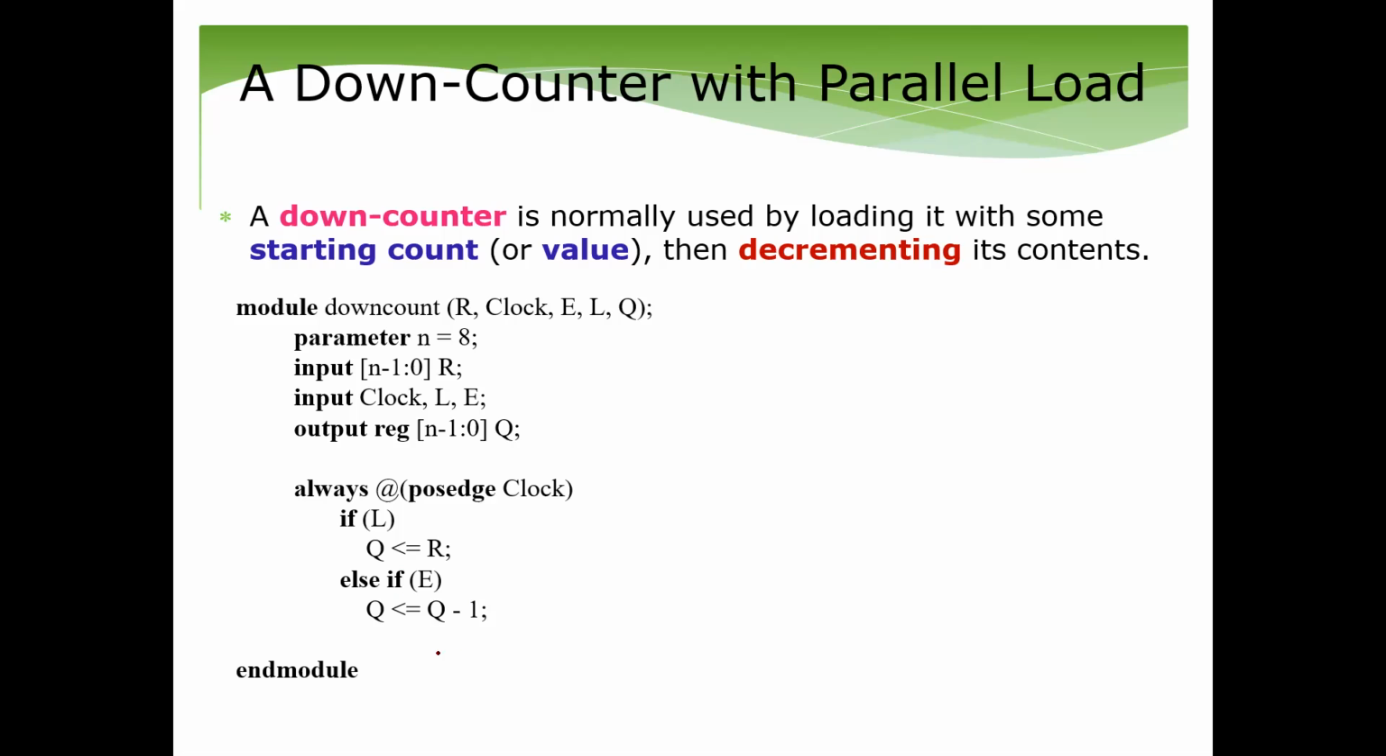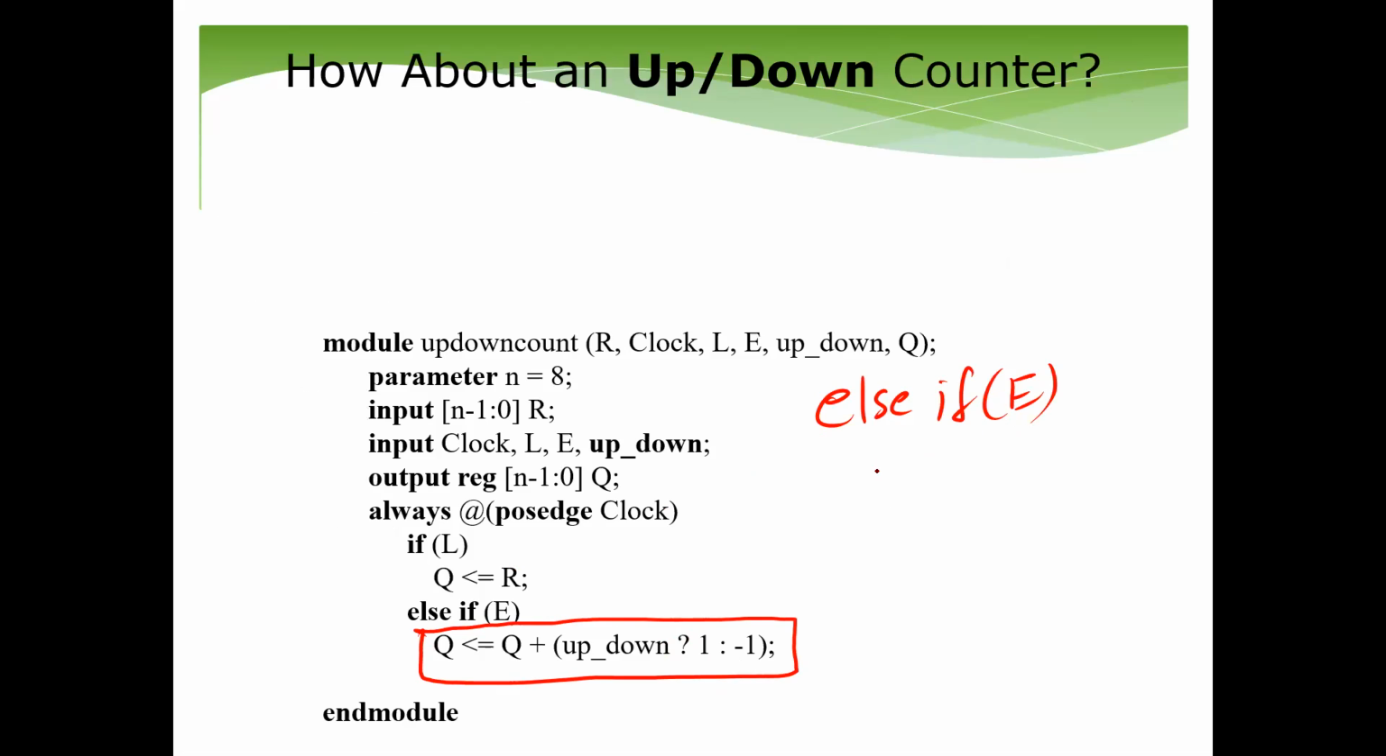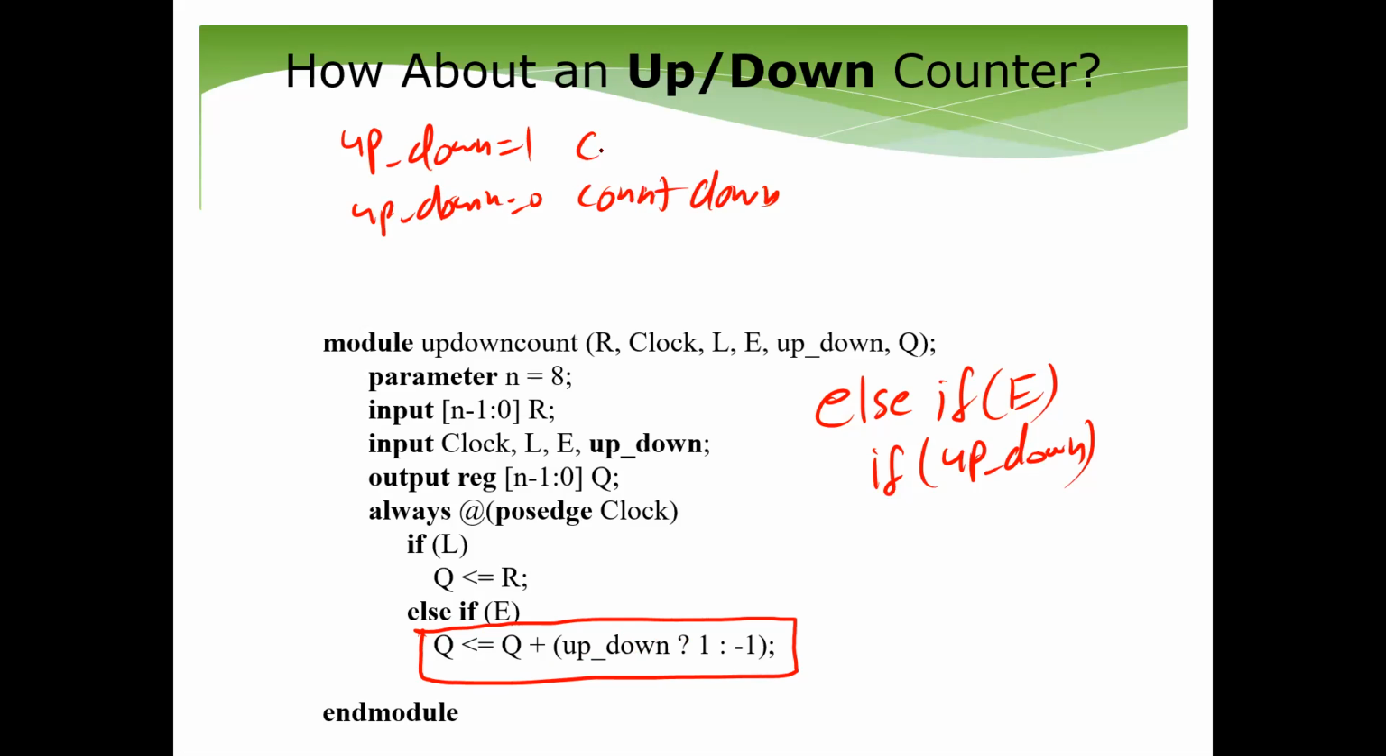You can also implement a down counter by changing the assignment from Q plus 1 to Q minus 1. And I think we also looked at an up-down counter where the count can be either plus 1 or minus 1. This is one implementation of it. You can also have it inside your count condition. So you're going to say else if E, which is count, you can say if up down, which is the signal that will determine if you're counting up or counting down. If up down is equal to 1, that means count up. If up down equals 0, this is count down, and this is count up.